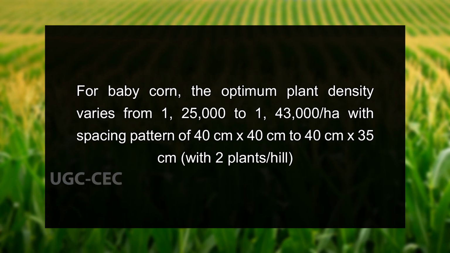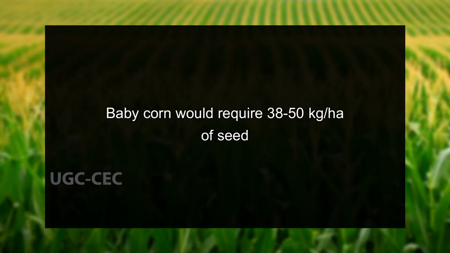For baby corn, the optimum plant density varies from 1,25,000 to 1,43,000 per hectare with spacing pattern of 40 centimeter by 40 centimeter to 40 centimeter by 35 centimeter with 2 plants per hill. In short statured hybrids, as in case of VL42 with 160 centimeter height, still higher plant density, that is 1,75,000 per hectare, is maintained. Thus, baby corn would require 38 to 50 kg per hectare of seed.